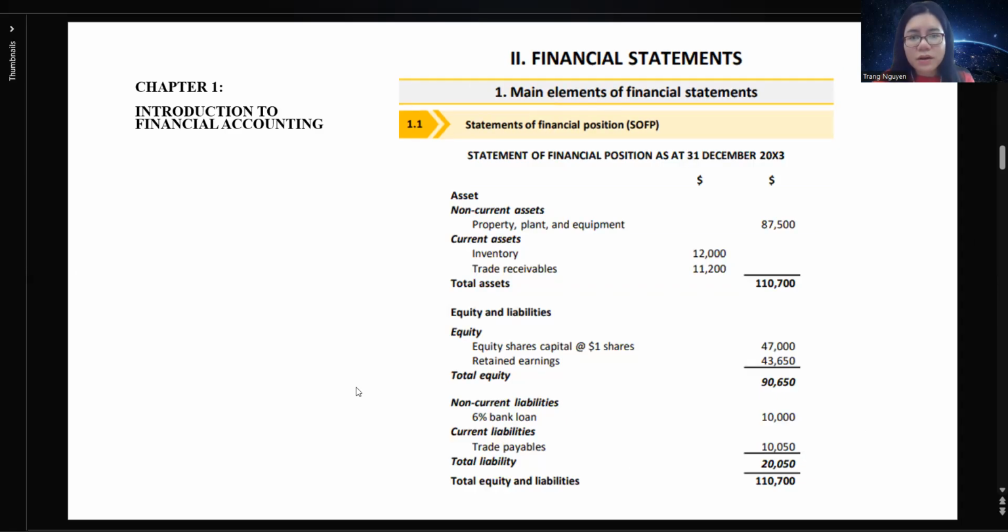And now, look at your screen and you can see the framework. I mean the sample of the statement of financial position here. And you can see that there are 3 main factors: assets with non-current and current assets, equity, and liabilities with non-current liabilities and current liabilities.